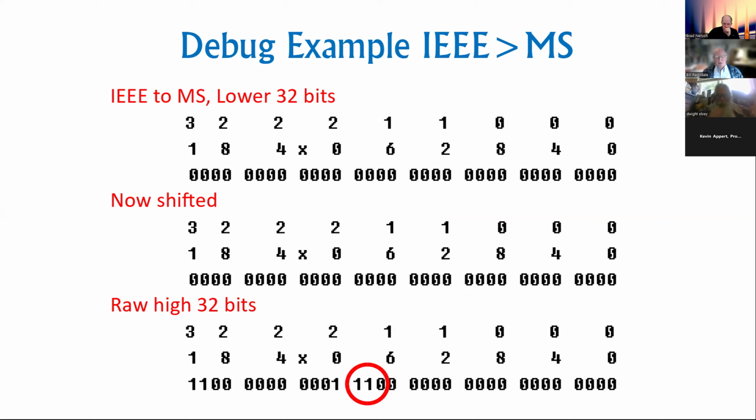This is the IEEE form in the high 32 bits. The low 32 bits, as we see, are 0. And there again is our friendly little 1, which is the low 2 significant bits of the number 7.